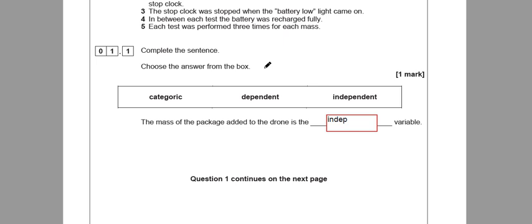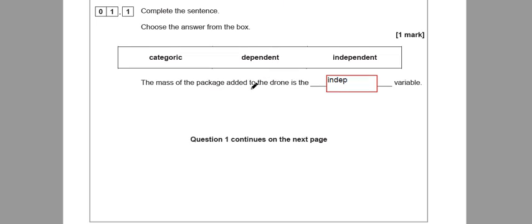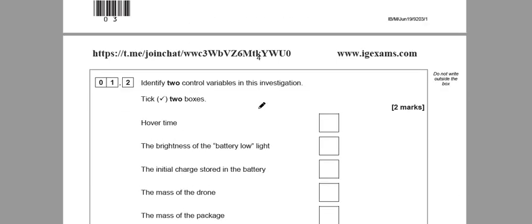Choose the answer from the box. The mass of the package added to the drone is certainly the independent variable, because as we vary the mass, the time taken by the drone to hover at 1.5 meters from the ground will differ. So mass is independent and time is dependent.